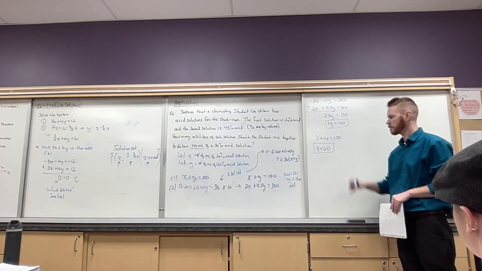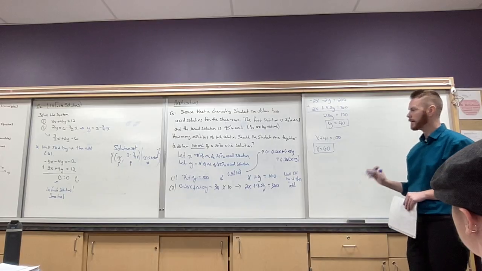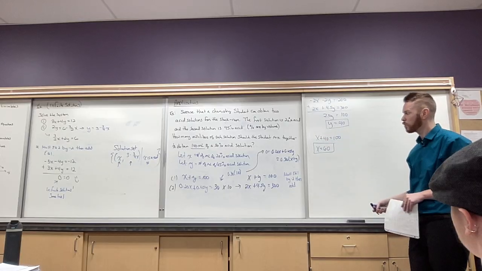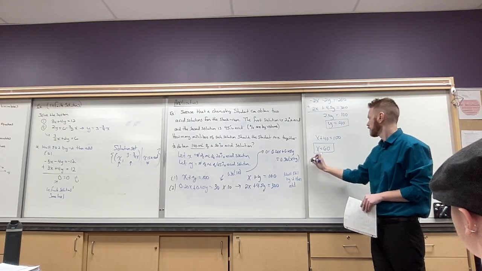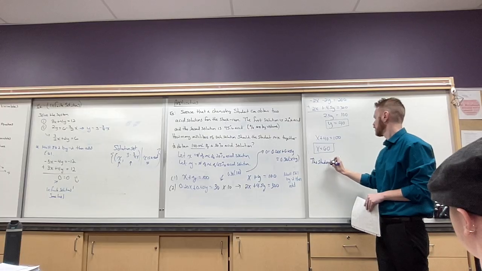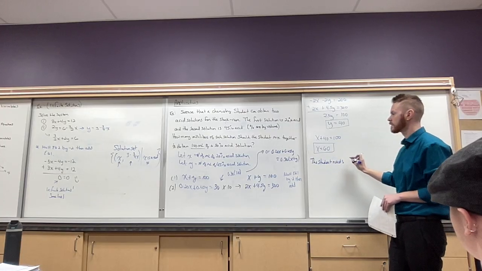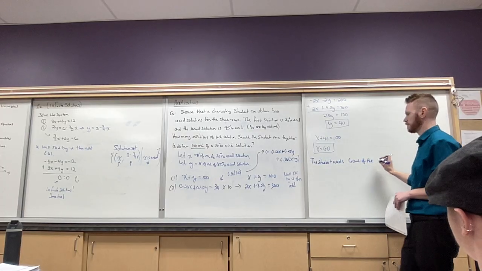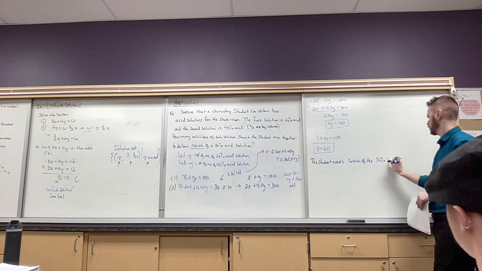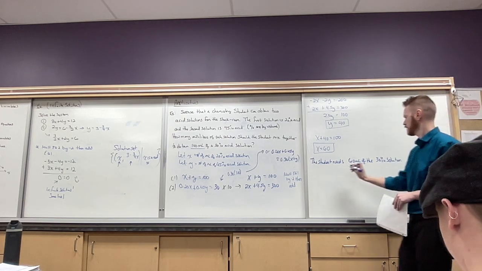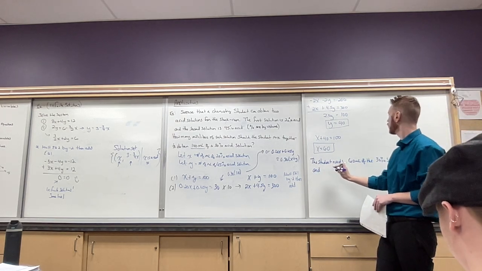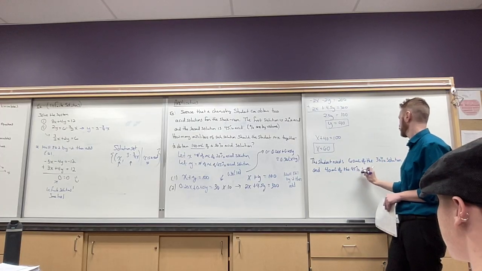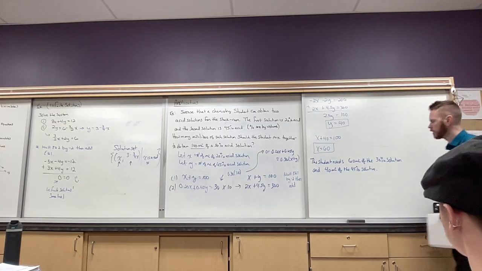So here's what I'm going to do. Let me go ahead and write this in context. I'm not going to write it as an ordered pair per se or anything like that because we actually have something here to work with. So what I'm going to say is the student needs, let's start with x. It's going to need 60 milliliters of the 30% solution and 40 milliliters of the 45% solution. There we go.